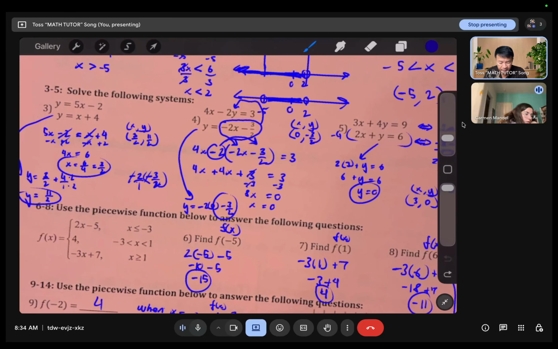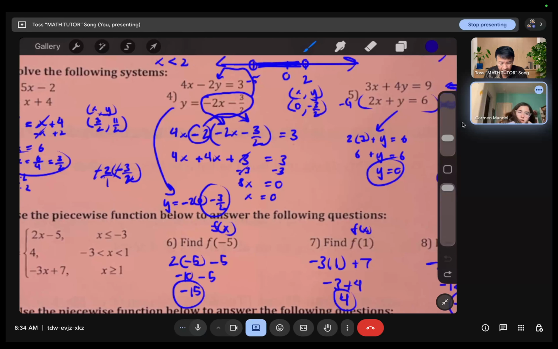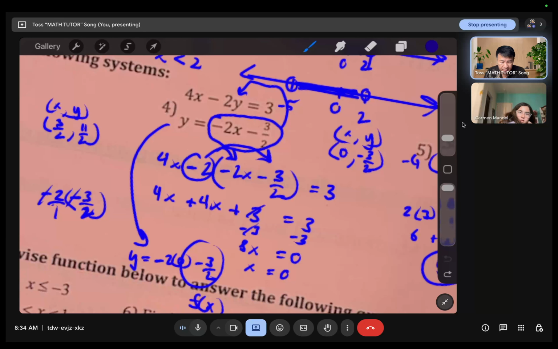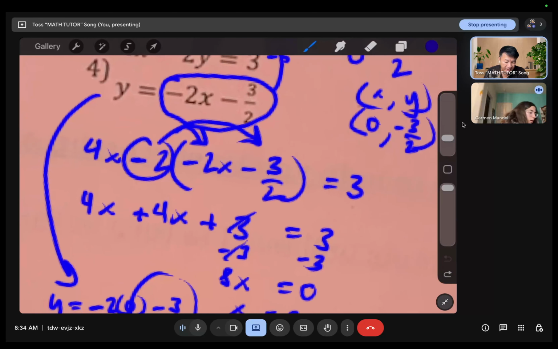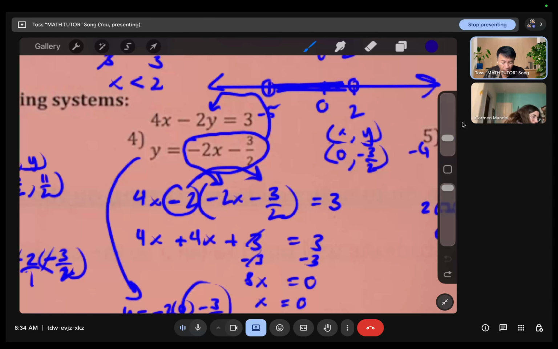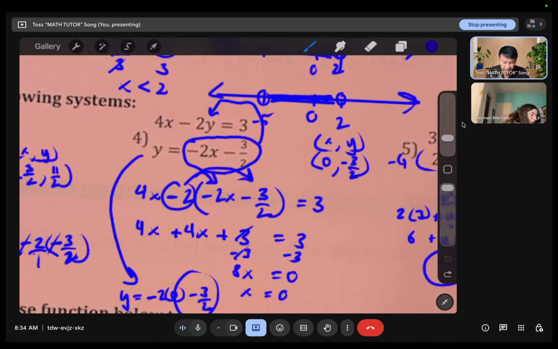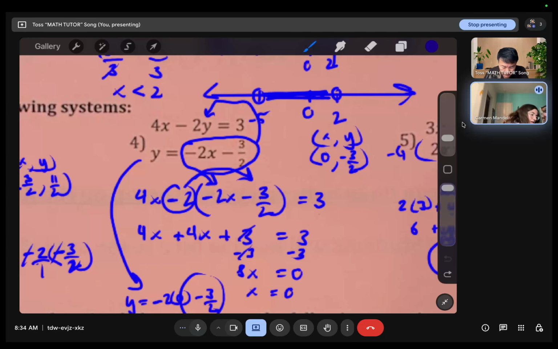Wait, before that, what did you do for 4? I did a substitution here because I can tell it's made to be done that way. You plug in the whole y into the y up here. You see that? I couldn't remember how to do anything else, and that kind of confused me. It's kind of messy because when you do that, you still have to deal with the fraction, the 3/2. Do you want me to do that from scratch?